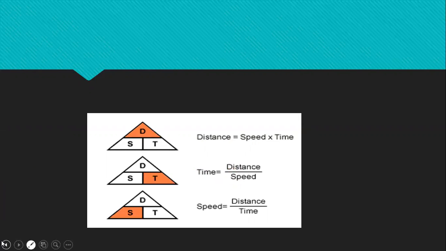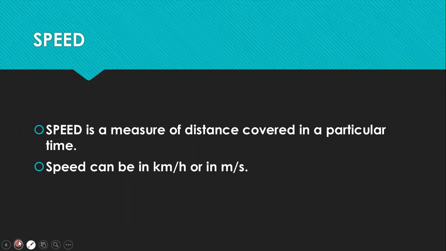So let's see how this formula triangle will help us. Remember, the first thing that you want to cover is the speed. Speed is a measure of distance covered in a particular time. So if you're covering distance in a given time, it will be used to calculate the speed that you moved. For example, if you can cover 2 kilometers in 1 hour, it means that your speed is 2 kilometers, which is your distance, divided by 1 hour. So your speed now is in kilometers per hour.